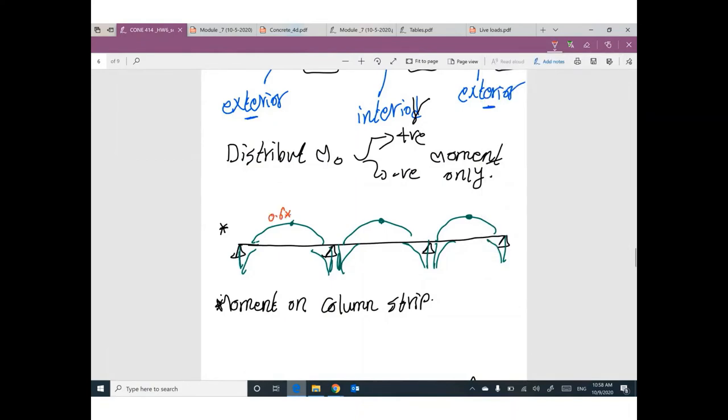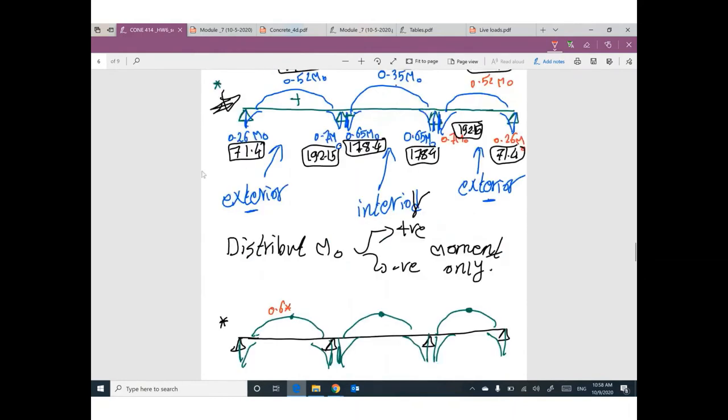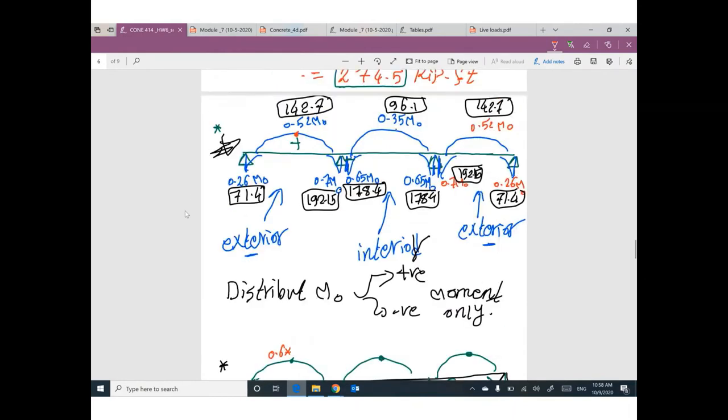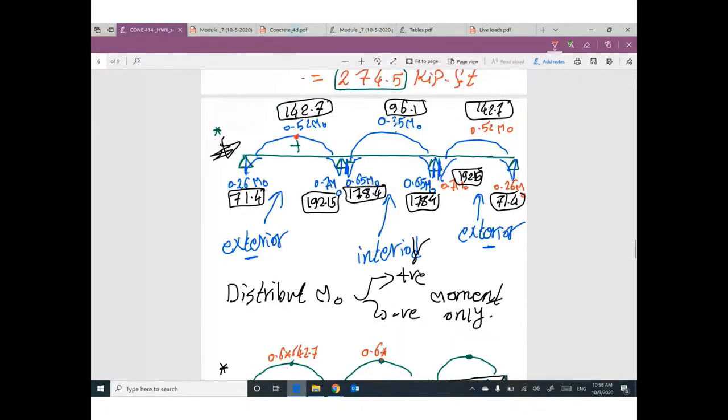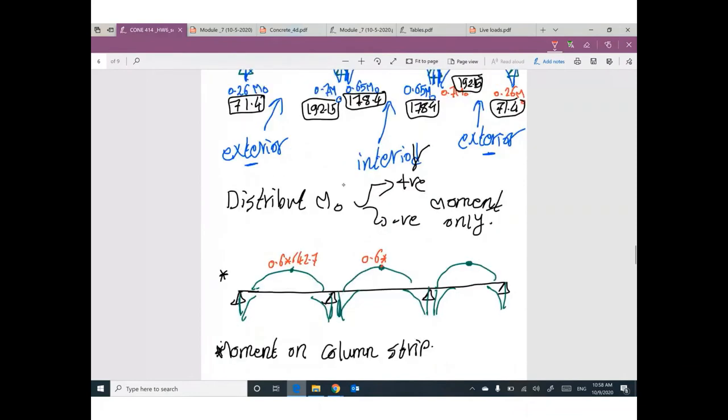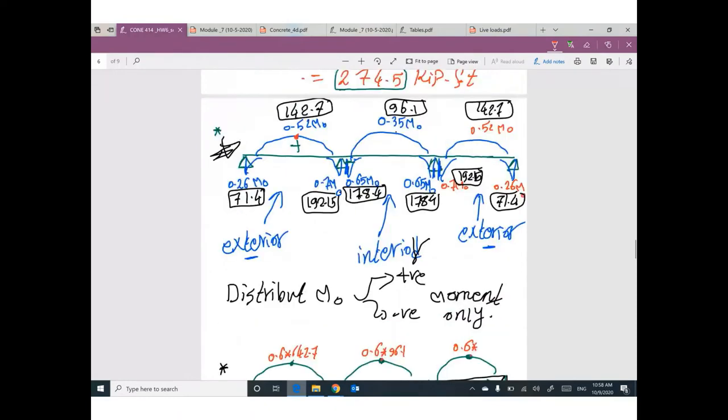Times what? This positive moment, which is 142.7. This one, 0.6 times what? 96.1. This one, 0.6 times what? 142.7.